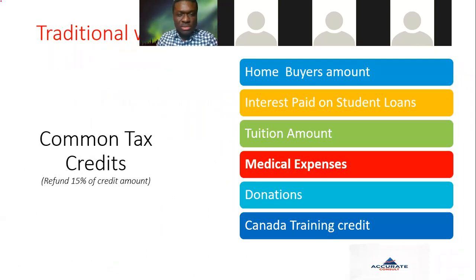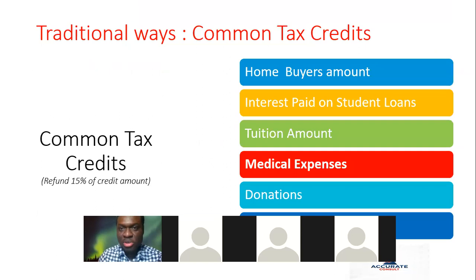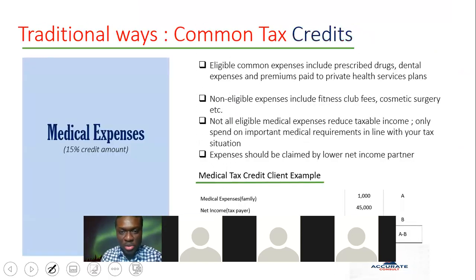Moving on to tax credit. So we have what we call tax deductions. We also have tax credits. I'm going to just talk about one or two. One of them is medical expenses. Eligible expenses must be prescribed. So if you buy drugs off the shelf yourself, you just walk into Shoppers Drug Mart and buy a drug, it's not prescribed, except it's prescribed by a medical personnel.